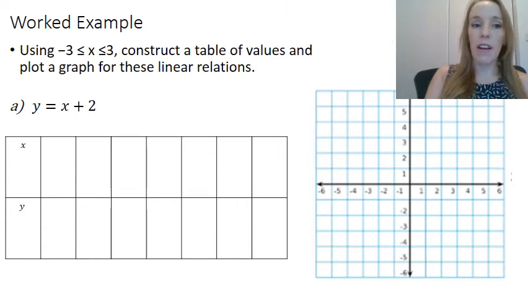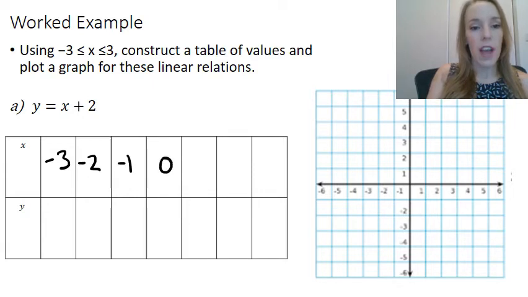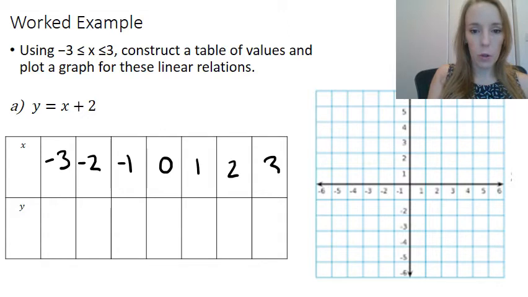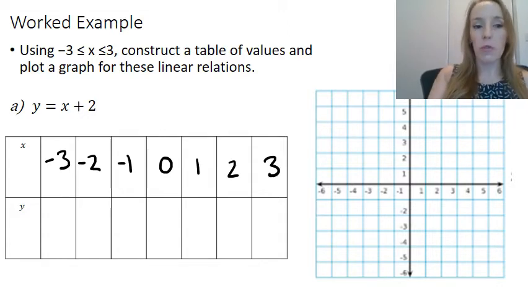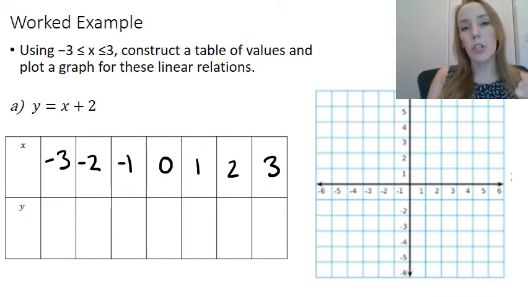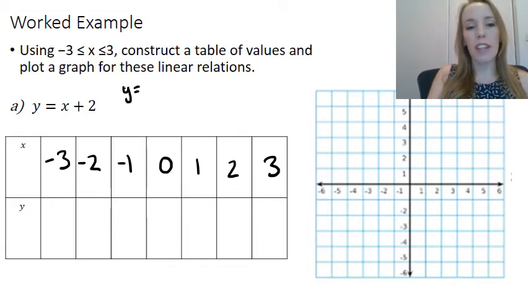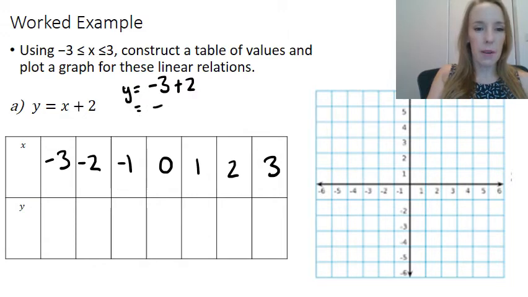So we've been told our x has to be -3 or greater, so -2, -1, 0. And on the other end, we were told it has to equal 3 or less. So 1, 2, 3. So that's what we've got for our x values. Now we know our formula is y equals x plus 2. So it's just a matter of putting our values of x into that formula. So for instance, y equals x plus 2, and our first x value is -3. So -3 plus 2 equals -1.